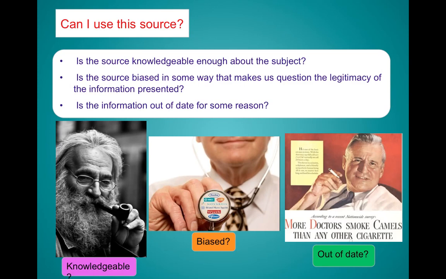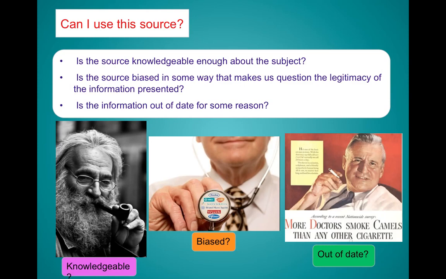very carefully. You have to decide, is this source knowledgeable enough about the subject? Is it biased in some way that makes me question the legitimacy of the source? Or is the information out of date for some reason? These are some preliminary questions you will have to ask yourself. So if we did the same search, Iraq PTSD veterans, in Google, we might get all kinds of different information, and we have to figure out if any of it is really usable.